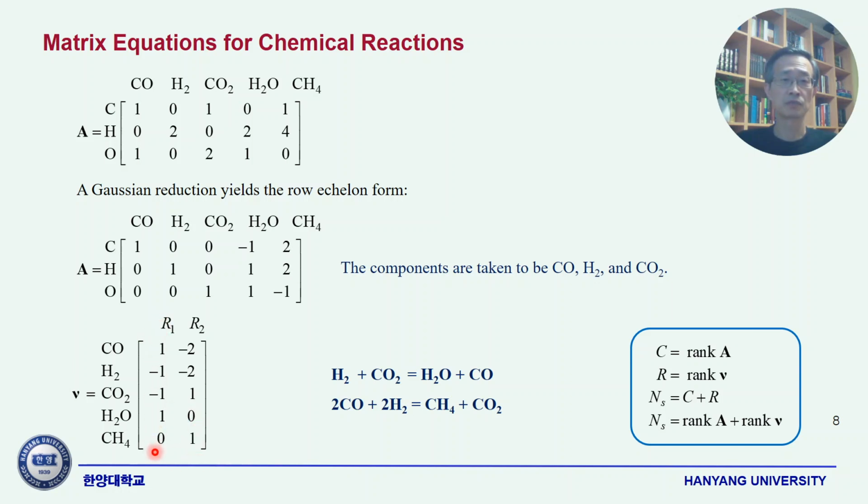Then this is the first reaction, and then the second reaction, for those chemical species in the same order. For the first one, positive is for the product and negative is for the reactant, which gives H2 plus CO2 equals CO plus H2O. So that's the first reaction. The second reaction is 2CO plus 2H2 equals 1CH4 plus CO2. Okay, 2 equations.